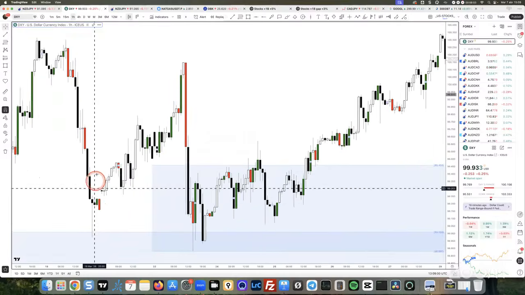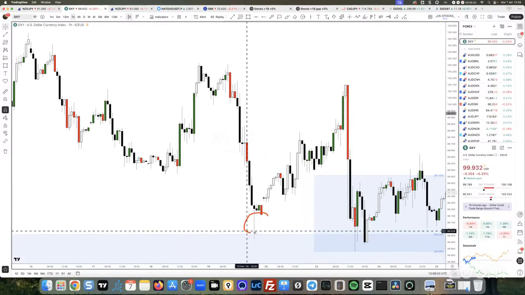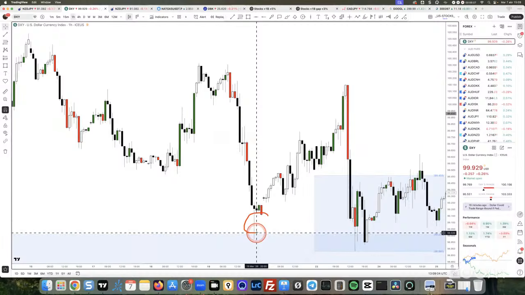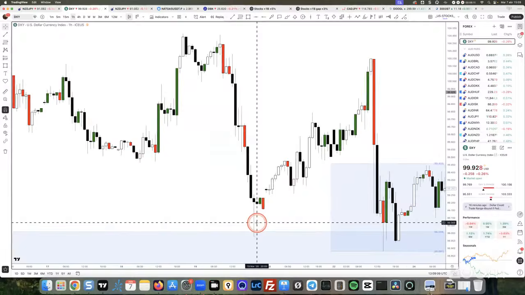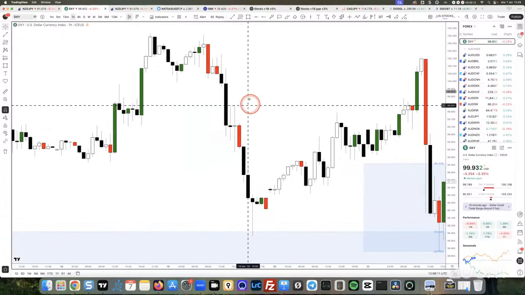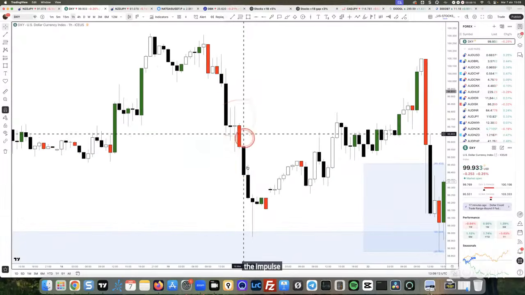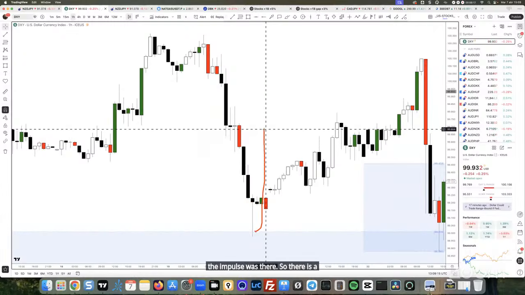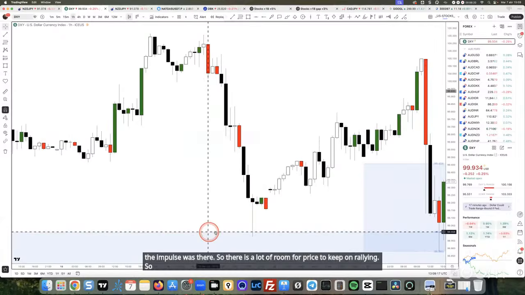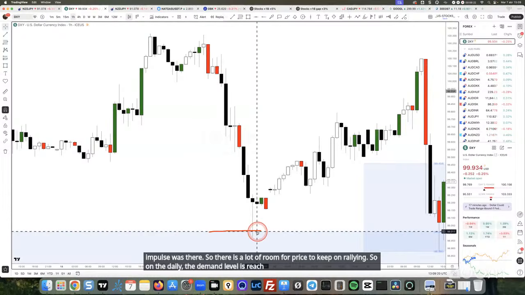Okay, there it is. So the demand level on the daily happened back on 19th March 2026. Look at this price action. The previous impulse was there, so there is a lot of room for price to keep on rallying. On the daily, the demand level is reached at about 99.